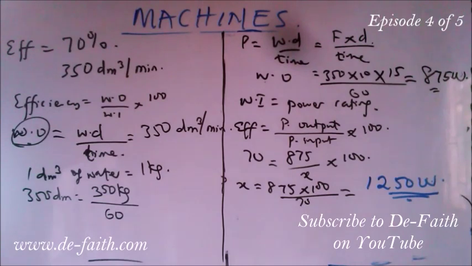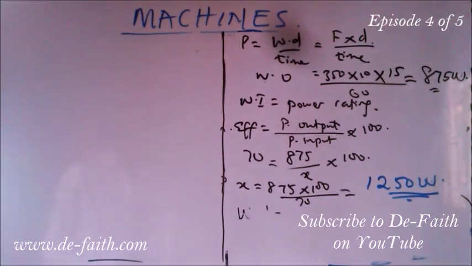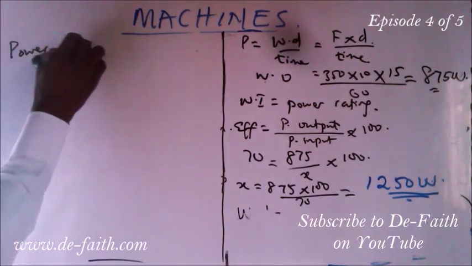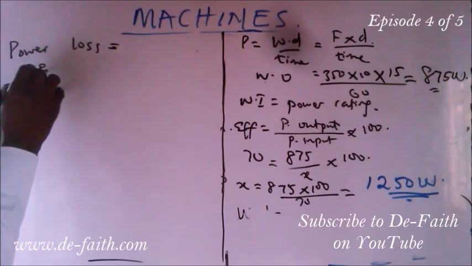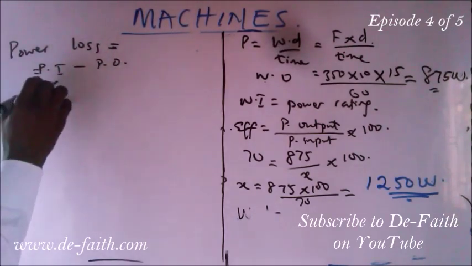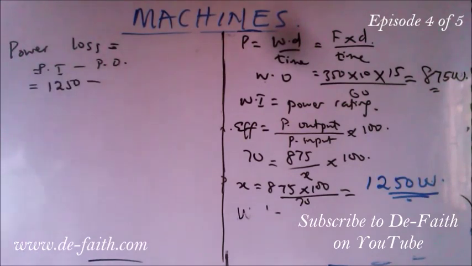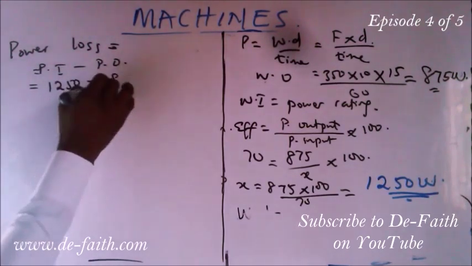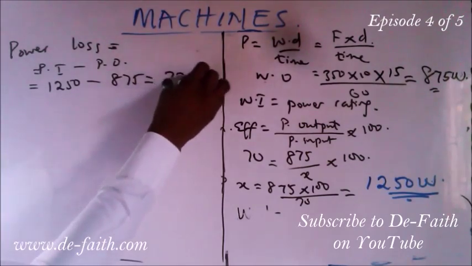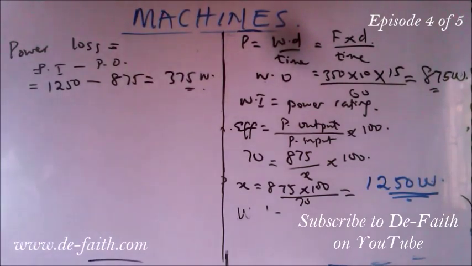Then the other part says that what is the energy lost by the pump. To get the energy lost by the pump, first we need to get the power loss, and the power loss is going to be the power input minus the power output. The power input is 1250, and the work output is 875, and that would give 375 watts. That is the power loss.